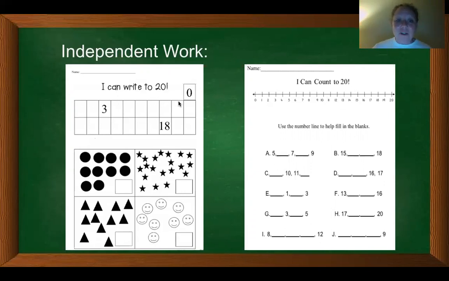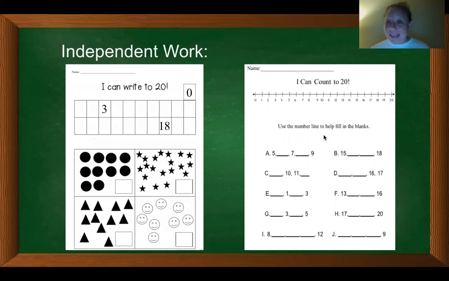And you're going to write your numbers all the way until you get to the last empty blank. And I'm going to give you a hint. That's the number 20. On the bottom of this page, you are going to count the objects and write the number that matches the number of objects. And you're going to put it in this empty square right here.